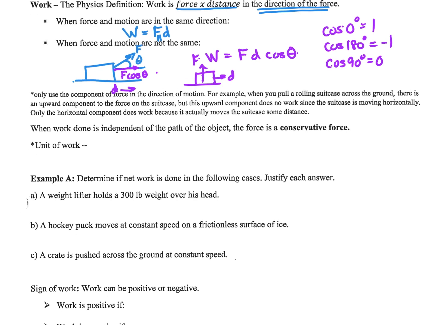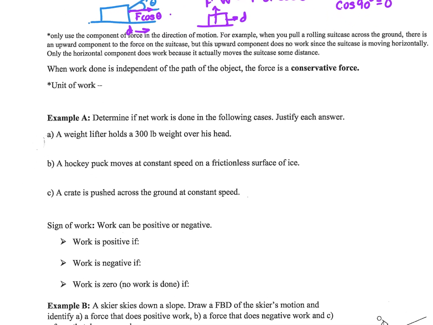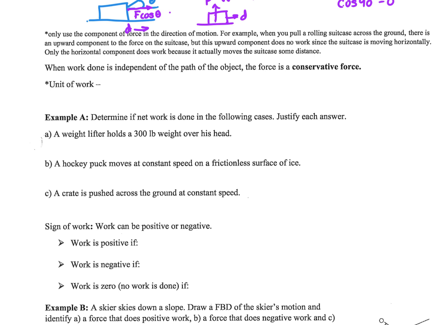Okay, so when work is done, it's independent of the path. Independent of path is what tells us it's a conservative force. Now, what are the units of work? Work is joules. And we use J for that, joules. All right? And this will get confusing next time. This is joules, this J, because when we cover momentum, impulse also uses the letter J, but it's in a different context there. So, let's look at some examples and see if we can figure out what work is done in the following cases. And it says justify it.